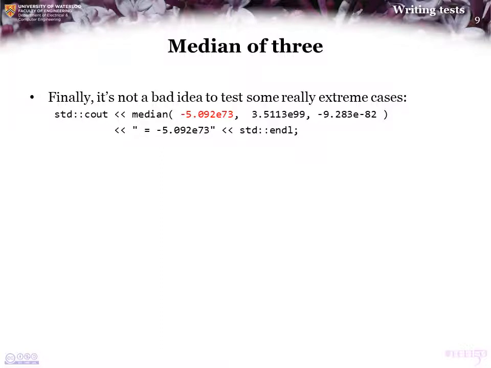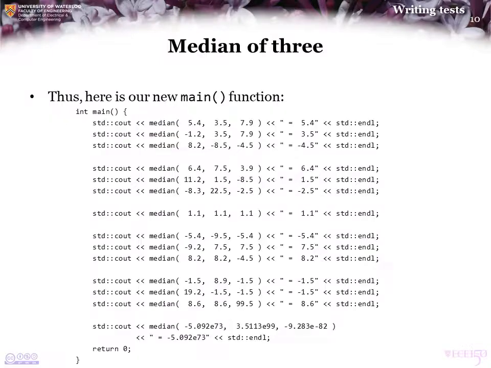Finally, it's not a bad idea to test some really extreme cases. So here I have three numbers with very large exponents, and I expect the output to be the first. Okay, so here is our new and improved main function that actually runs a significant number of tests on our median function. We can now go ahead and implement our function.